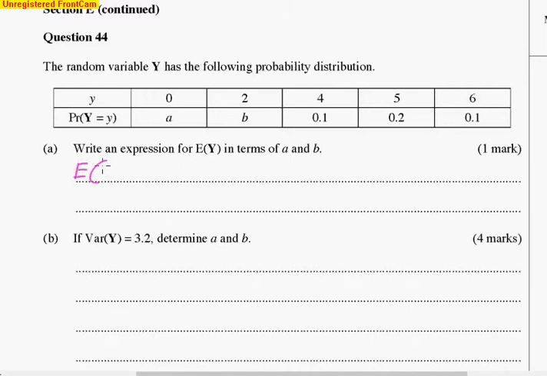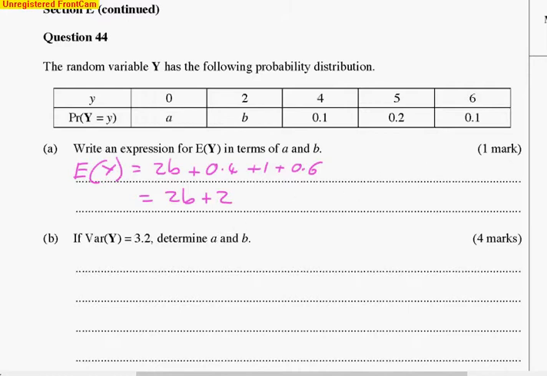The expected value of y is equal to, well, you just multiply y's times the probability all the way along and add them up. So we get 0 times a, which is 0, 2 times b, plus 4 times 0.1, well, that'll be 0.4, 5 times 0.2, that'll be 1, 6 times 0.1, that'll be 0.6. Making that look a bit simpler, that's 2b plus 2.